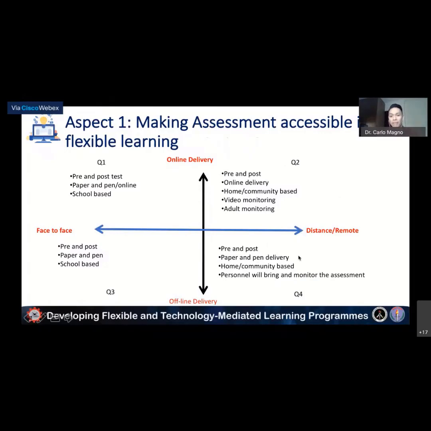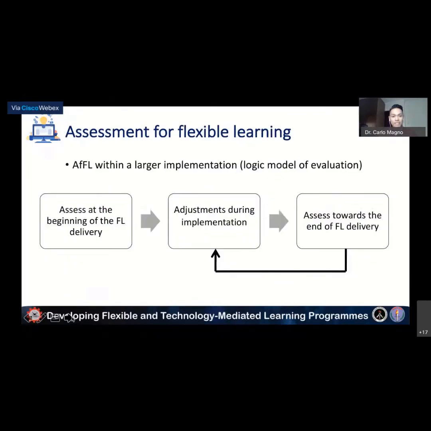Online delivery, okay, and it can also be conducted in community-based. Okay. Let me now go through the succeeding slides.